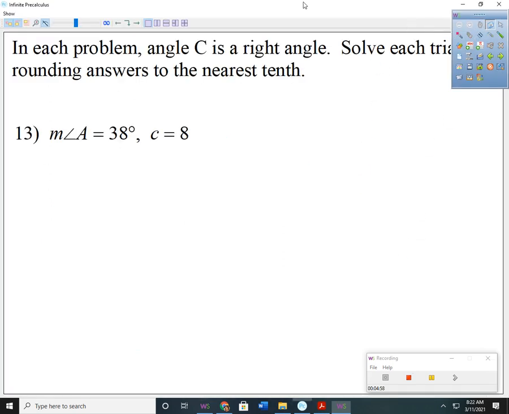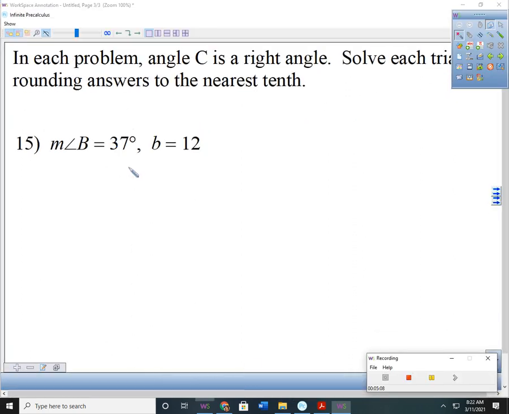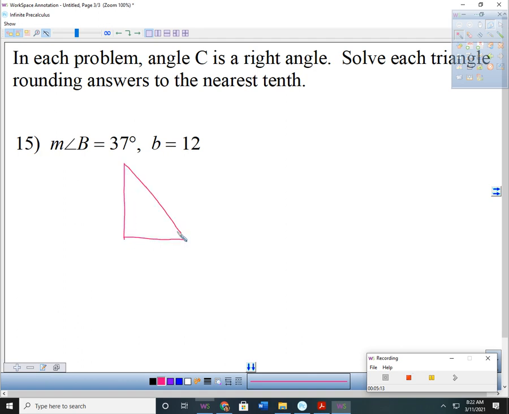Then number 15. All right, again, they're telling you that C is your right angle. So this is C. I'm just going to say that this is A and this is B. And I'm going to label my sides. So across from B is side B, across from A is side A, and across from C is side C. Angle B is 37. Side B is 12.